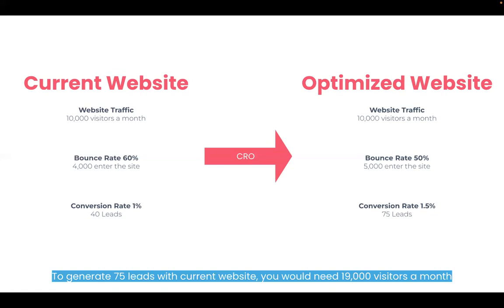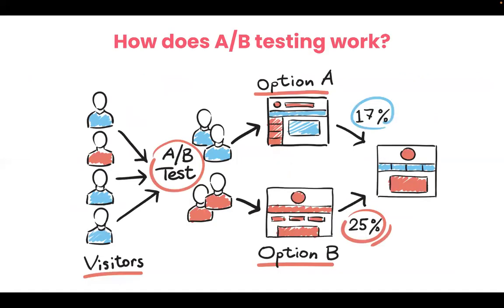Now, the real golden ticket happens when we're both increasing the website traffic by generating more visitors through SEO and at the same time implementing conversion rate optimization to reduce bounce rate and increase conversion rate. Then the number of conversions that we get at the bottom of the funnel really increase at a much higher rate. So how does A/B testing work?